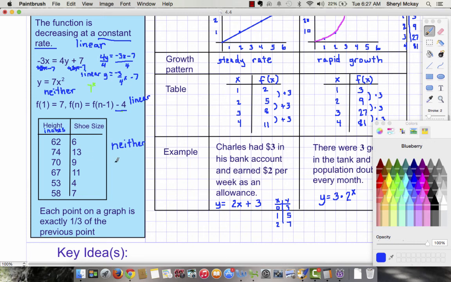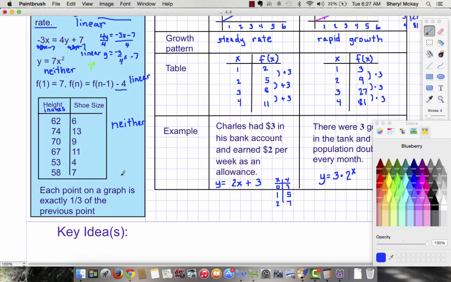So it's not going to be a steady increase in that there's a constant rate. There's a steady increase, but there's not a constant rate. So this is neither. Last one. Each point on a graph is exactly 1/3 of the previous point. Is it linear? Is it exponential? Is it neither?